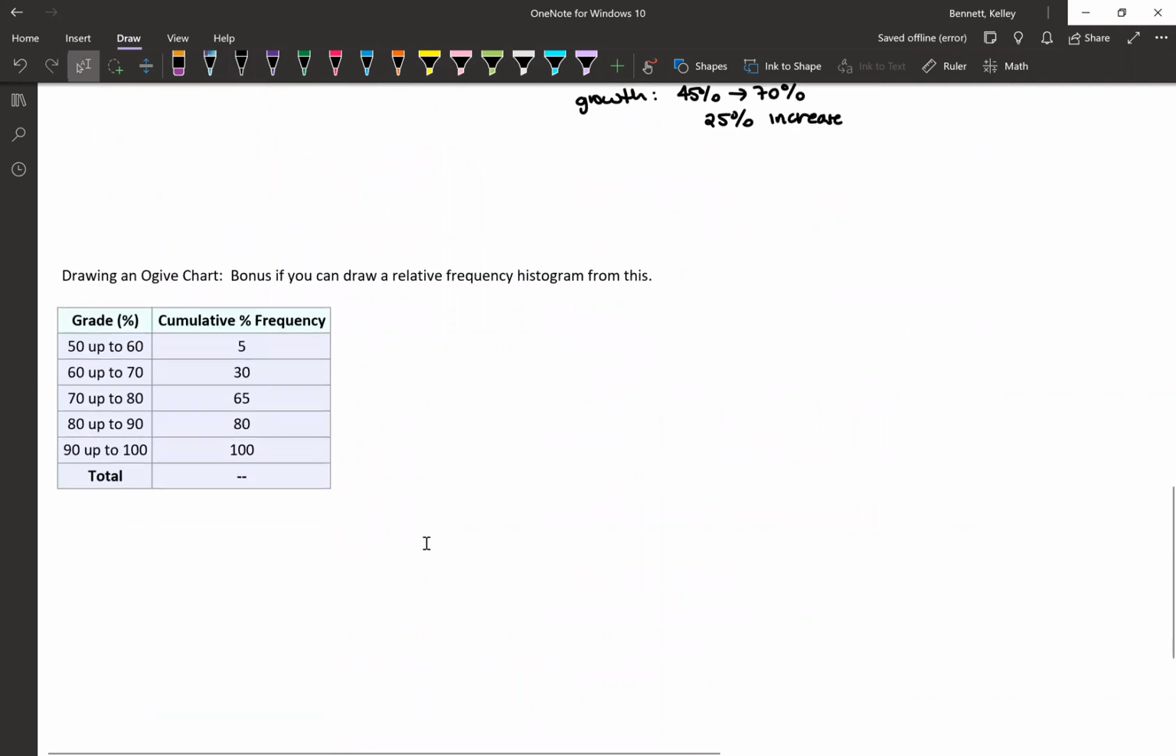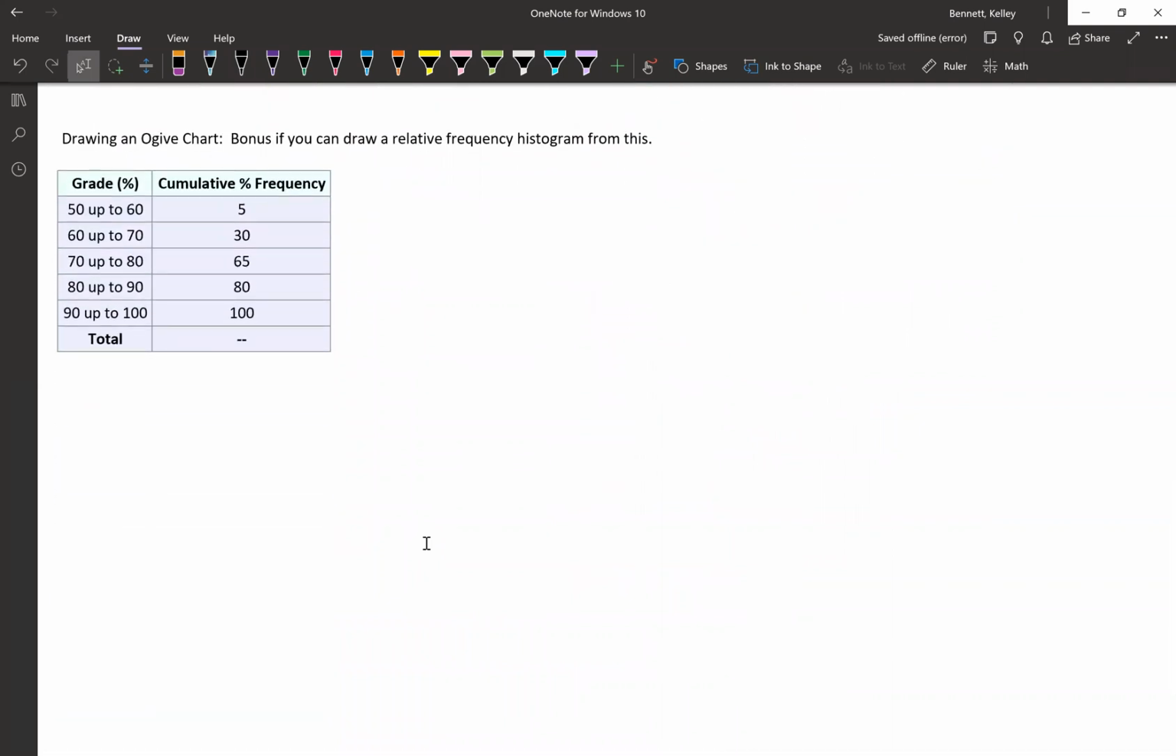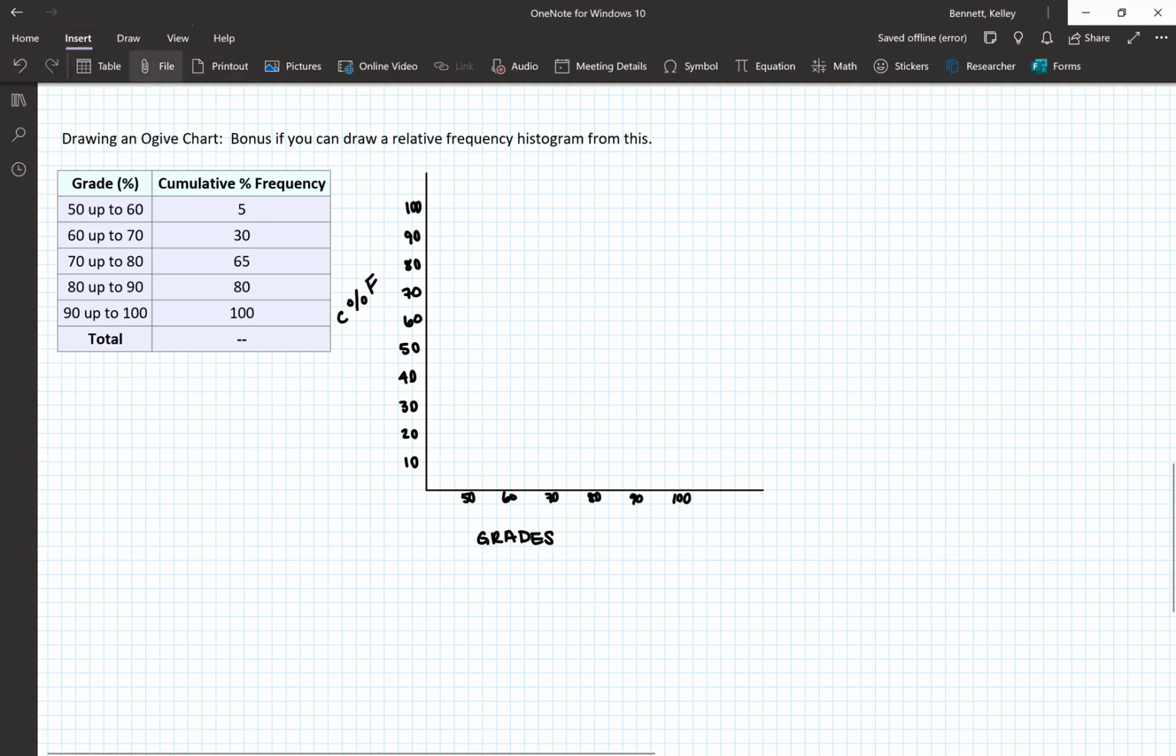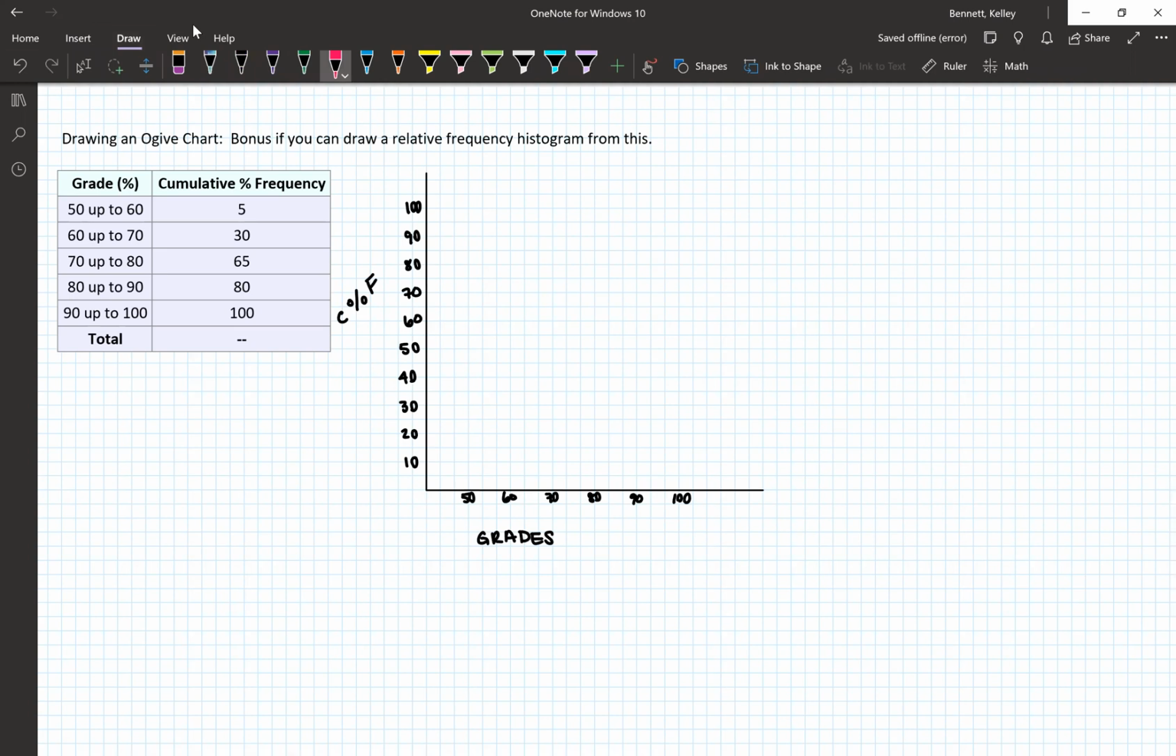So lastly, I want to talk about how to draw an Ogive chart. So let me set up an axis and cue the movie magic. So on this coordinate system, we have our grades, which is in the first column. That's going to be our horizontal axis. And then we have the cumulative percent frequency or cumulative relative frequency. And this is going to be our vertical.